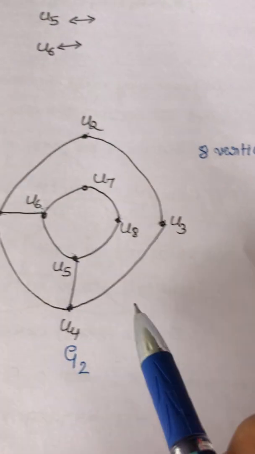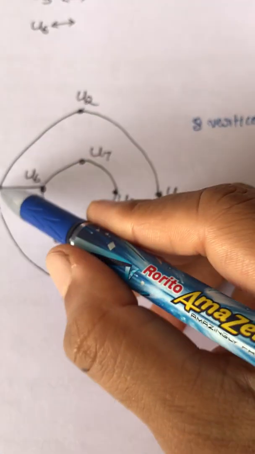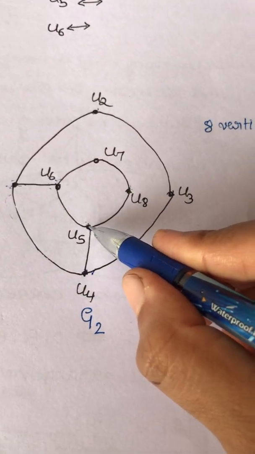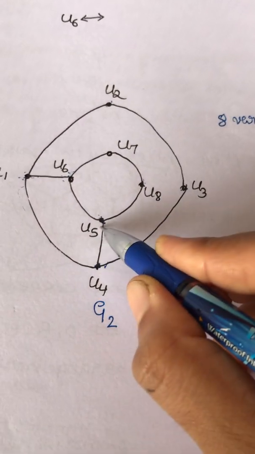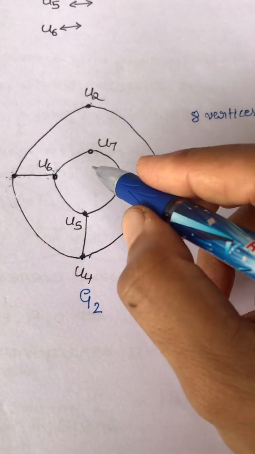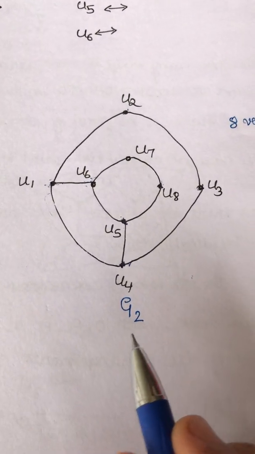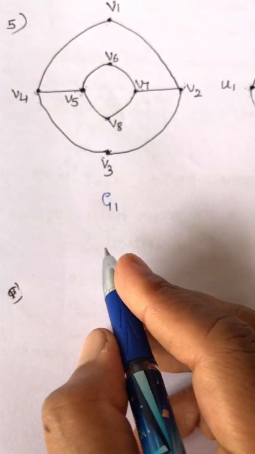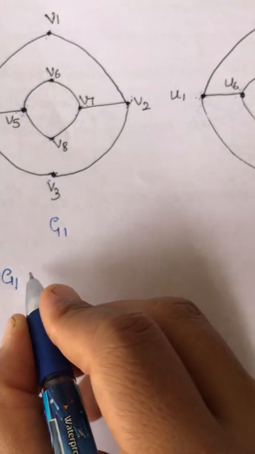But what about here? Can we find any cycle of length 6 here? If you take this, 1, 2, 3, 4, the length is 4. If you take this, 1, 2, 3, 4, 5, 6, 7, 8, no. So whichever cycle you take in this graph, there is no cycle of length 6 in the second graph G2. So for this reason also we can say that these two graphs are not isomorphic. So we can say that this graph G1 has a cycle of length.